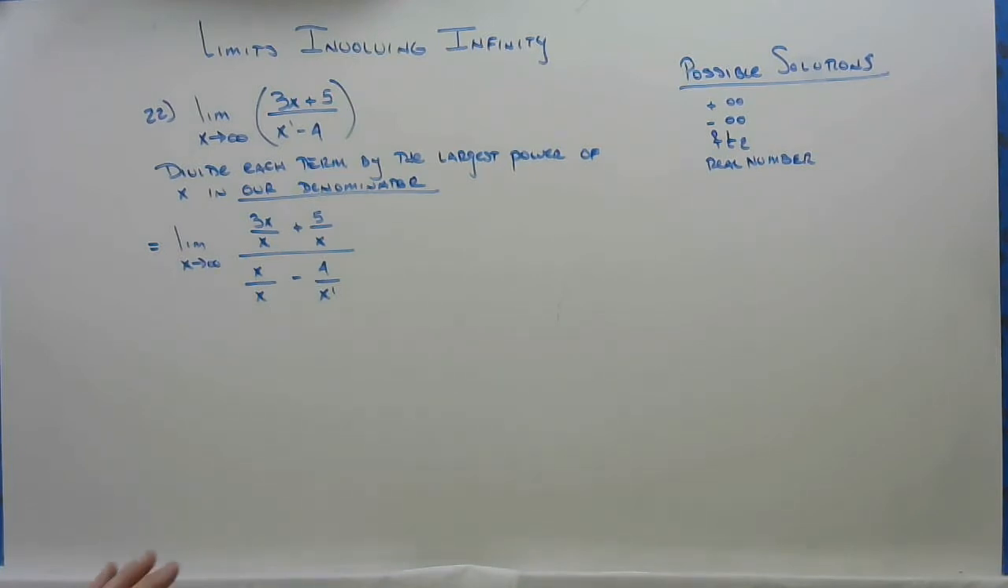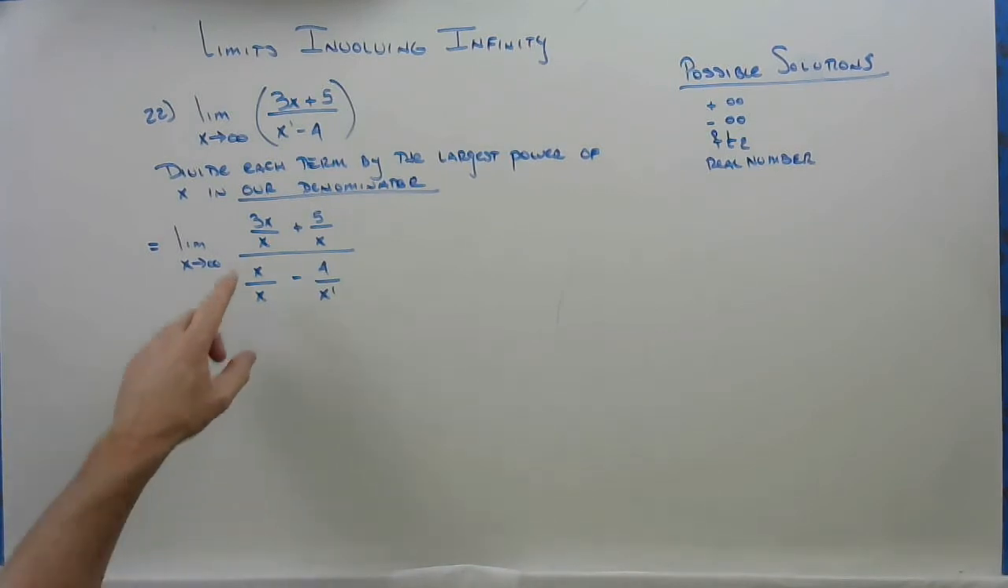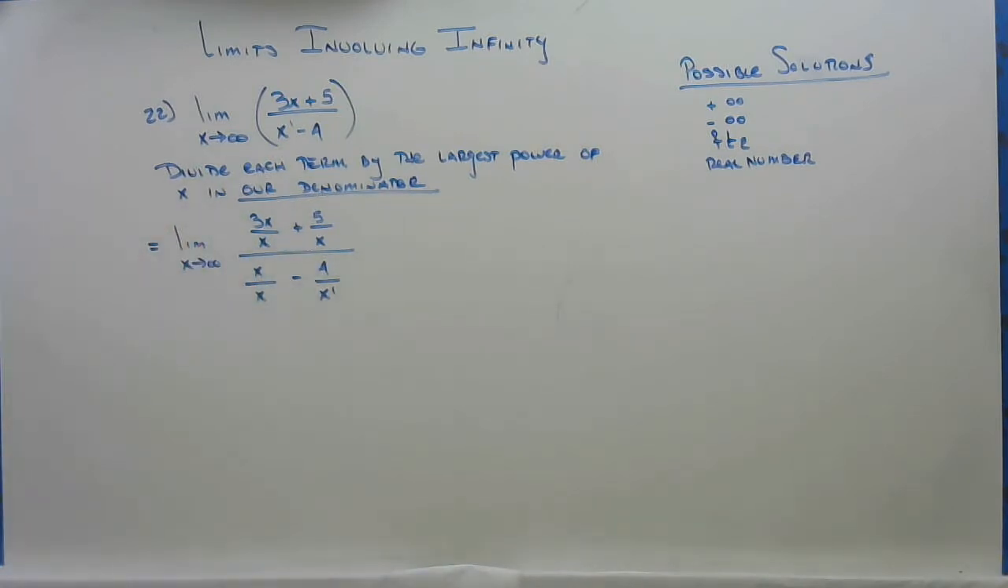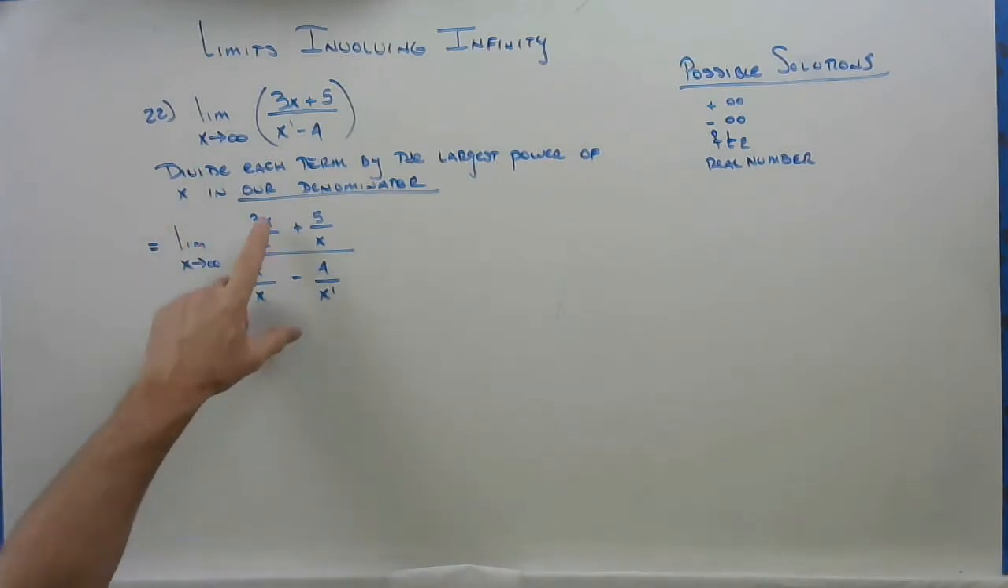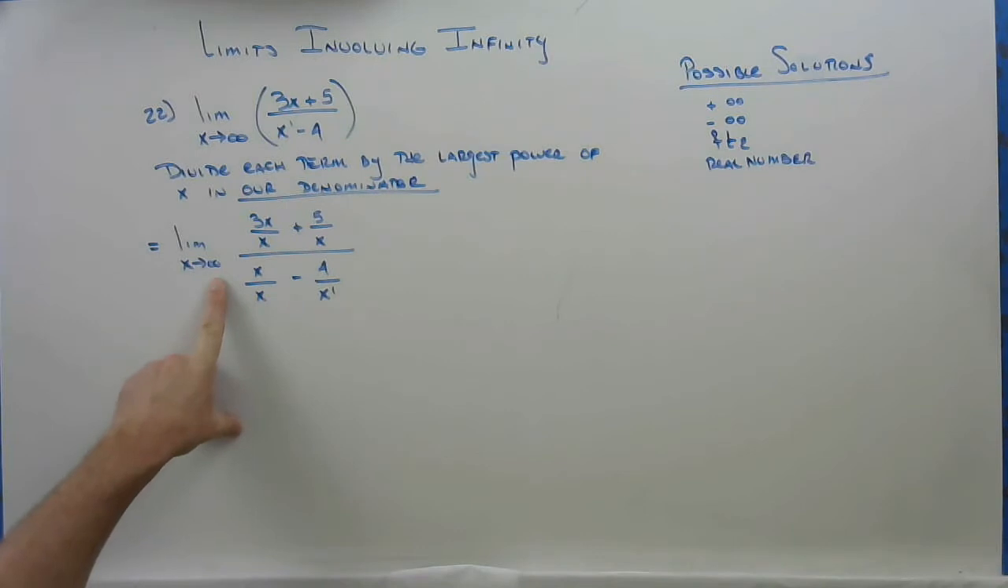I'm allowed to simplify each of these. X is going to infinity. Remember, 0 divided by 0 is the only ratio of two real numbers that does not equal 1. It's the only ratio of two identical real numbers that does not equal 1. And we know x is not 0 because 0 doesn't live anywhere near infinity.